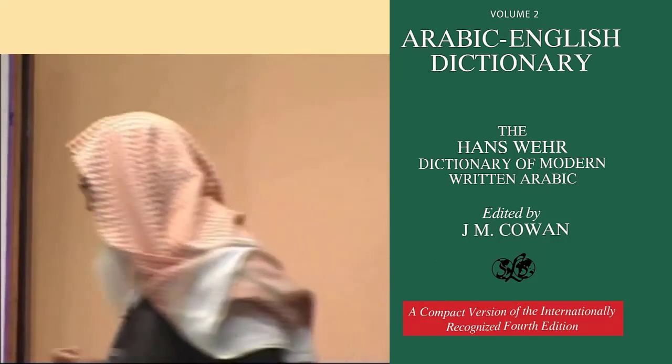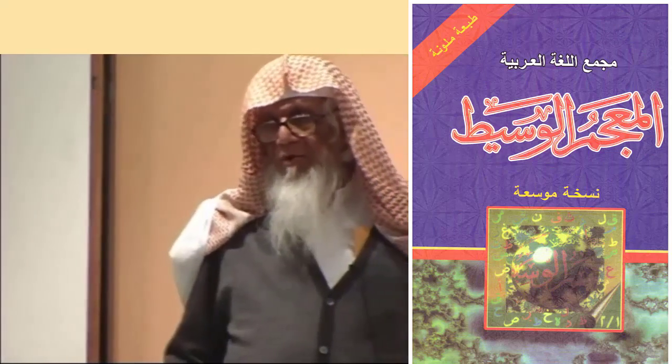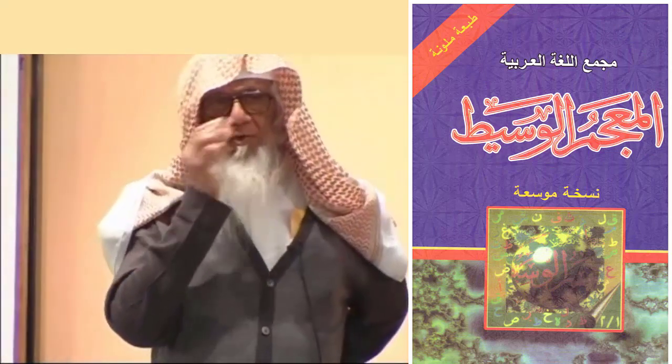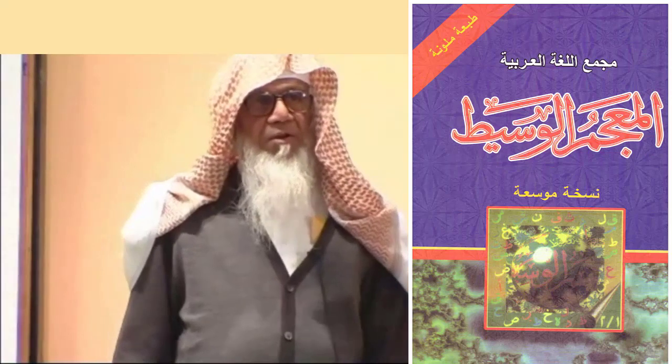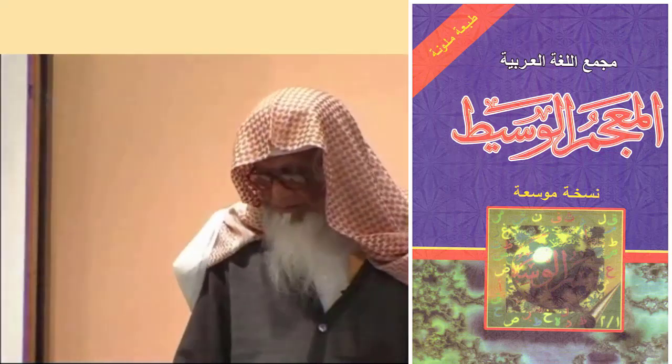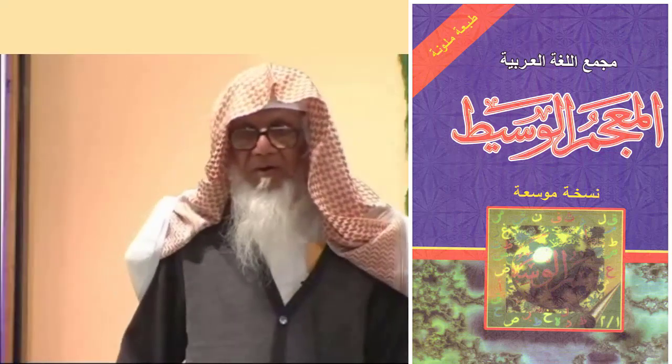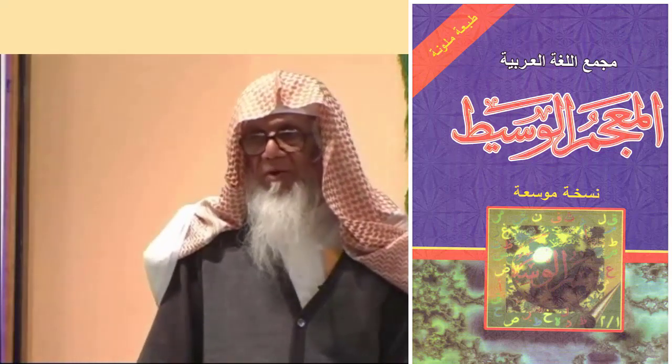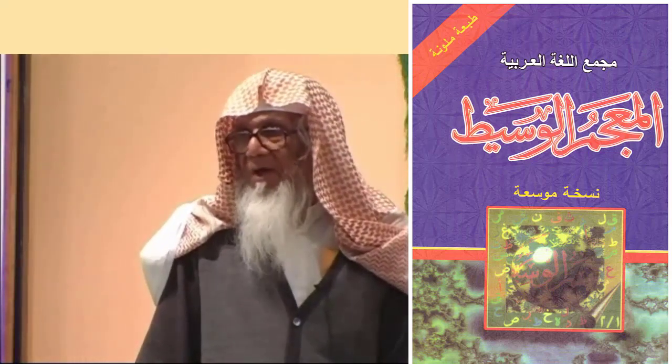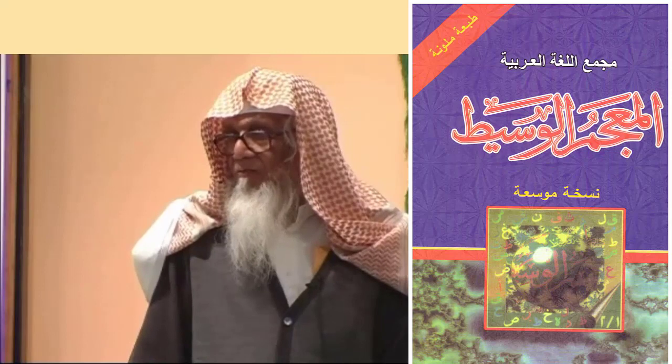A dictionary in Arabic is Al-Mu'jam Al-Wasit. Wasit means what? Medium. Al-Mu'jam is a dictionary. It's not a very large dictionary, it's not very small, but it's medium. Al-Mu'jam Al-Wasit. It's one of the publications of the Arab Academy of Egypt.